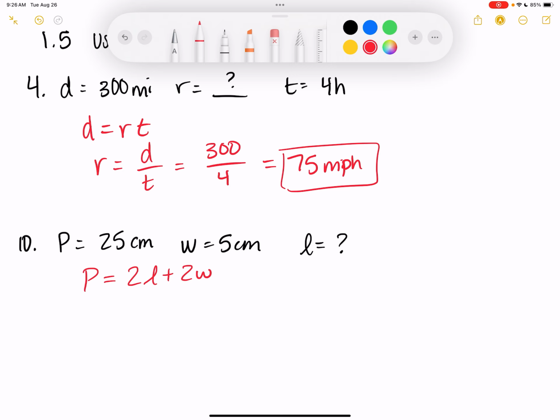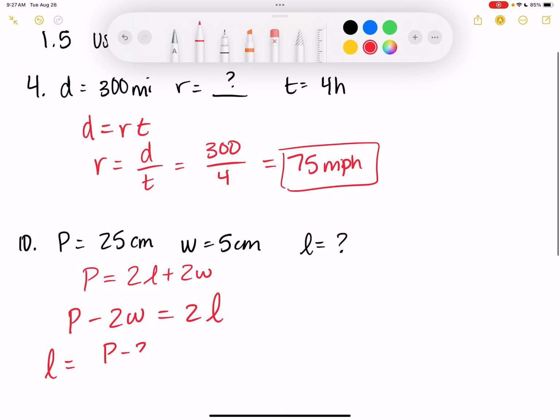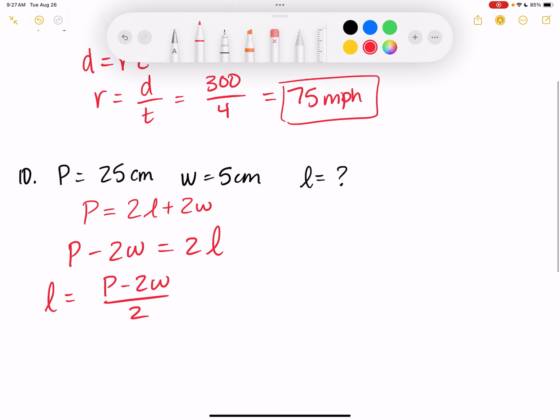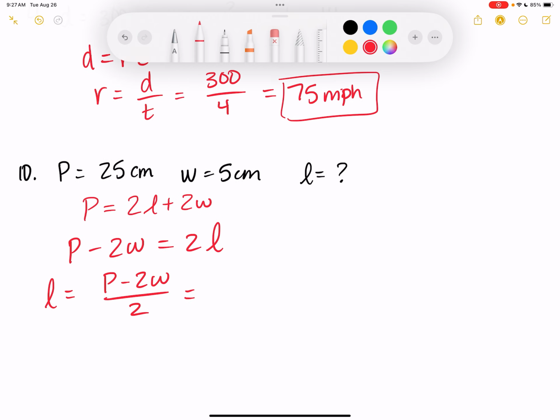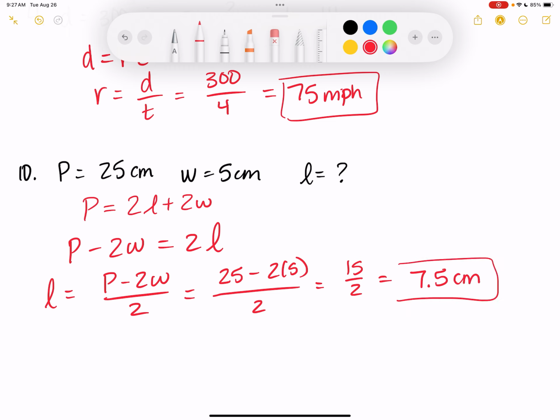If I want L by itself, I need to subtract 2W. So P minus 2W equals 2L. Then divide by 2. So L is equal to P minus 2W over 2. Now I can plug everything in. So 25 minus 2 times 5 over 2. So we've got 15 over 2, which as a decimal is 7.5 centimeters, since these are lengths. Convert it.